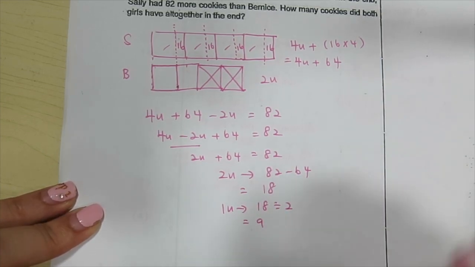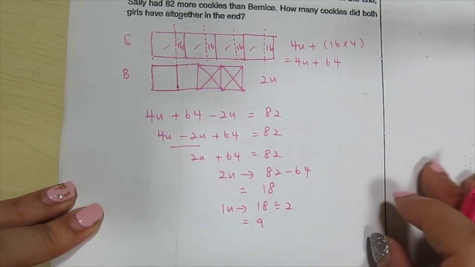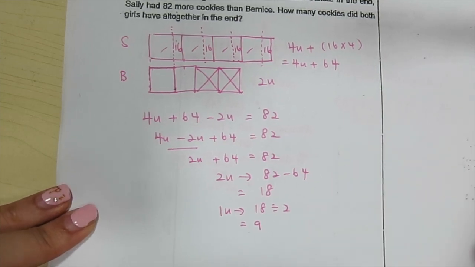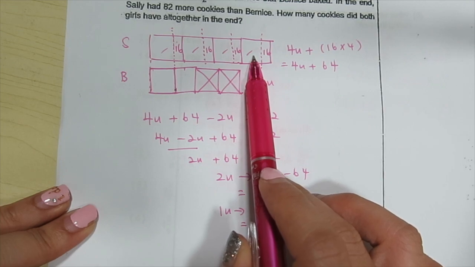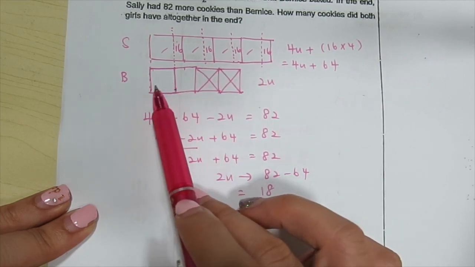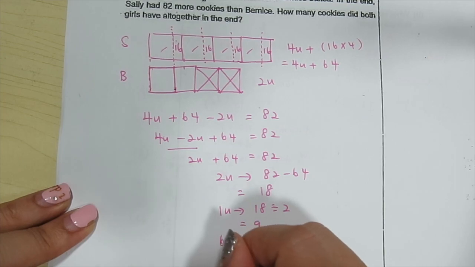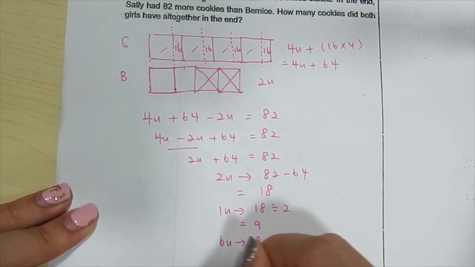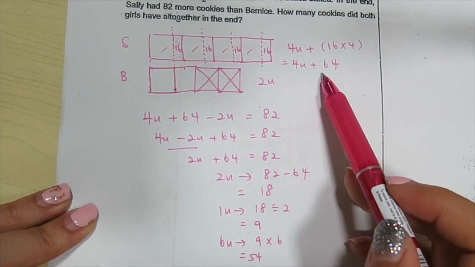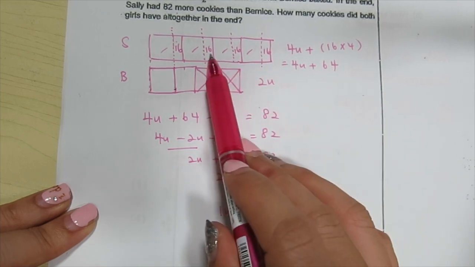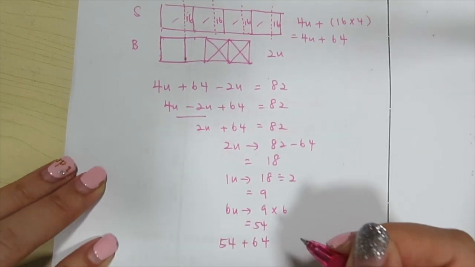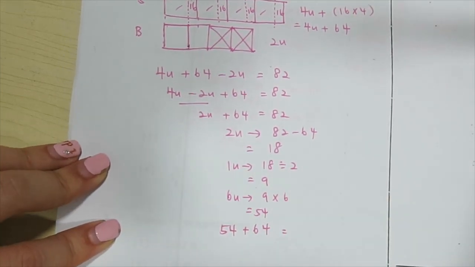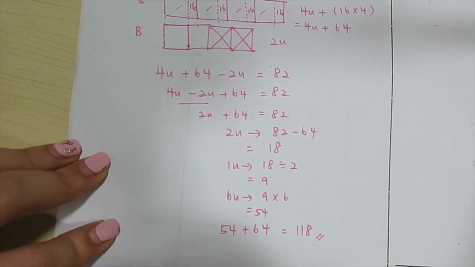The question wants us to find how many cookies both girls had altogether in the end. So in the end we have 1, 2, 3, 4, 5, 6 units, plus the 64 that Sally has. The answer is 118.